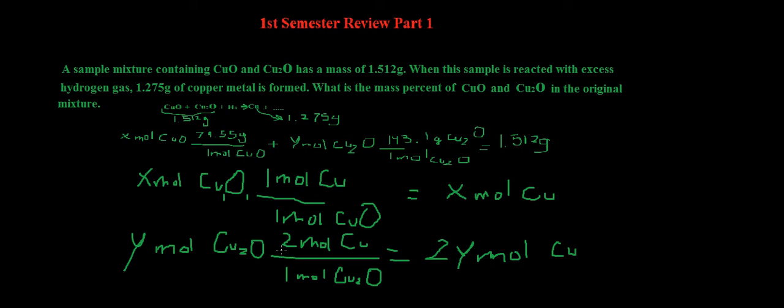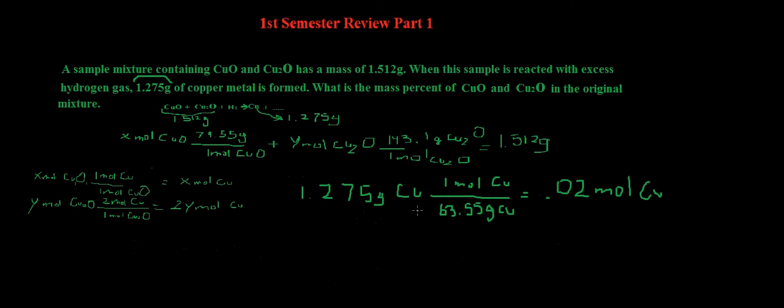So knowing this, we could say that 2Y moles of Cu plus X moles of Cu, which is the amount of moles before the reaction, equals the number of moles after the reaction. And we could find the number of moles of copper after the reaction because we're given the mass of copper after the reaction. Since the number of moles of Cu after the reaction is 0.02 moles, we could say that 2Y plus X equals 0.02.